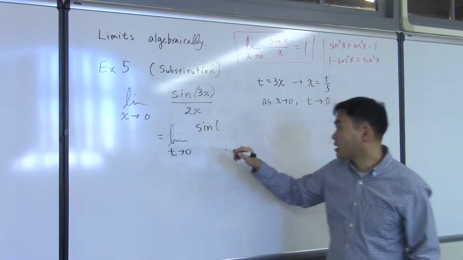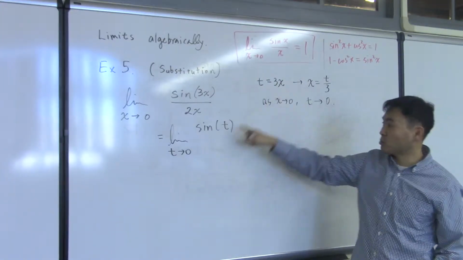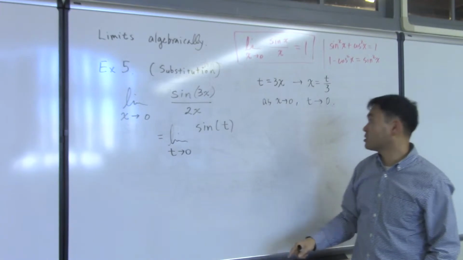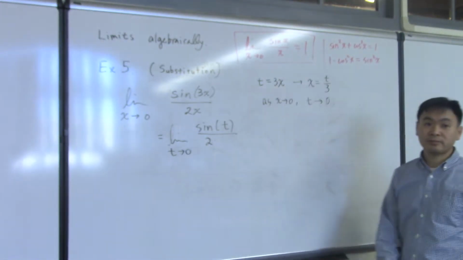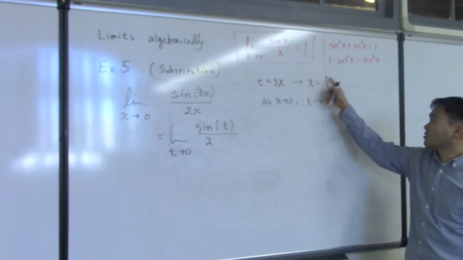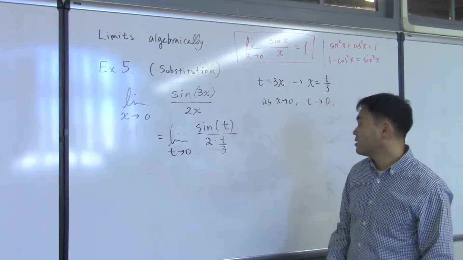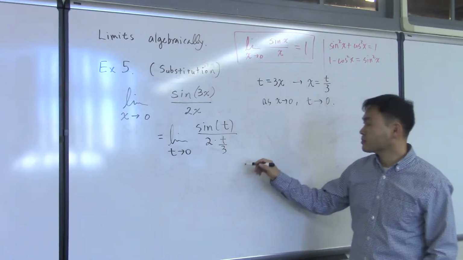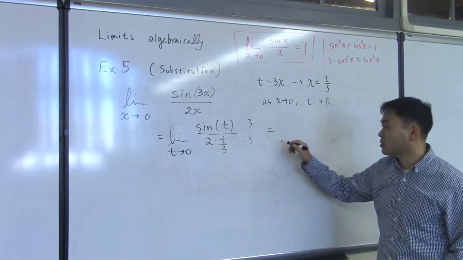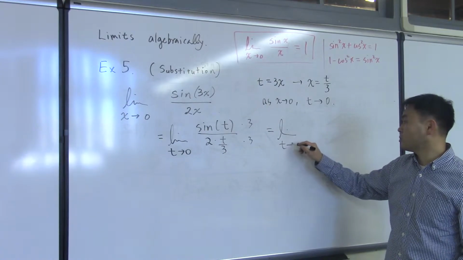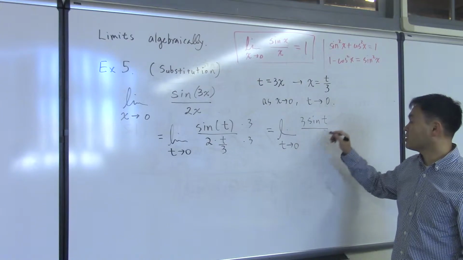This 3x is now substituted by t, because that was the original purpose. We just wanted sine of t only. But then what do we do with this 2 times x? x is t over 3, so I can replace x by t over 3. And you can multiply 3 top and bottom because I don't like fractions inside fractions. So I get the limit as t goes to 0 of 3 sine t over 2t.